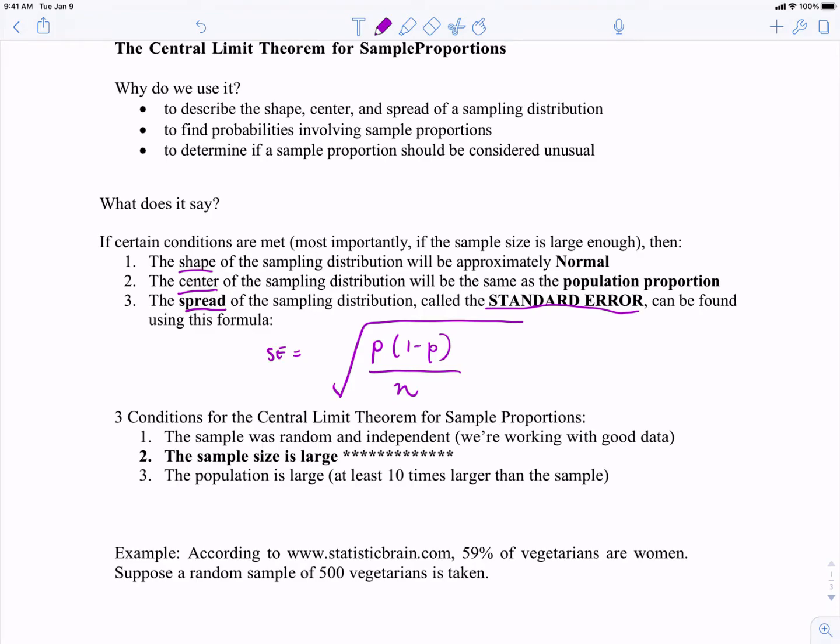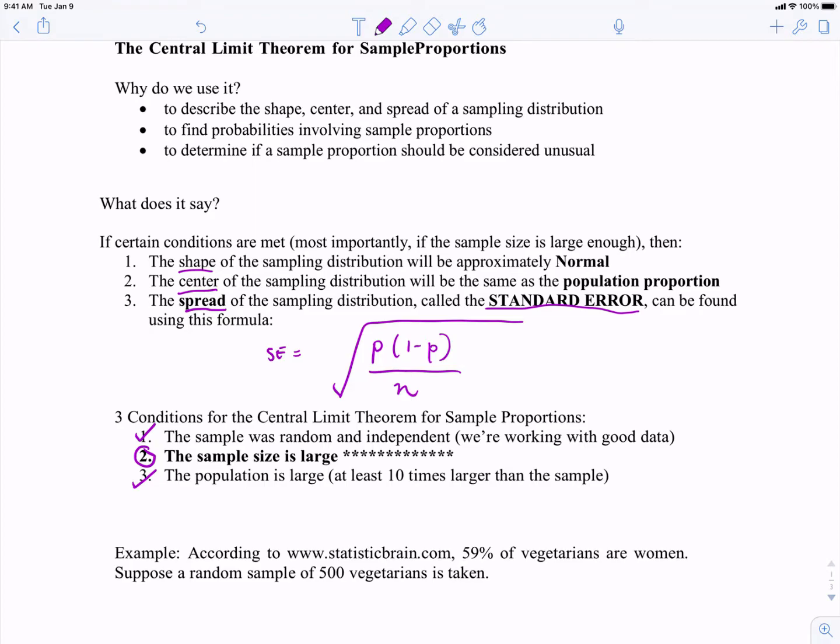The sample has to be random and independent. In other words, we're working with good data. The sample size is large, and the population is large, at least 10 times larger than the sample. Now, the reason number 2 is bolded is because when you use the central limit theorem in our class, I'm going to always assume that we're working with good data. I'm going to always assume that the population was large. Otherwise, you should just go out and measure the entire population. So the only condition that you have to show that you checked was that the sample was large enough.